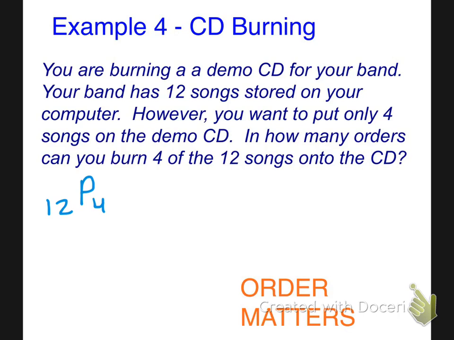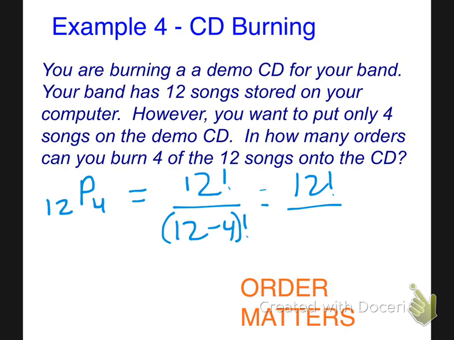Okay, so you're going to do 12 total and 4 at a time, and that's going to end up being 12 factorial divided by 12 minus 4 factorial, which will get you 12 factorial divided by 8 factorial. Now if you take a look at the multiplication here, this works out very nicely for us, and I'm going to erase and start over.